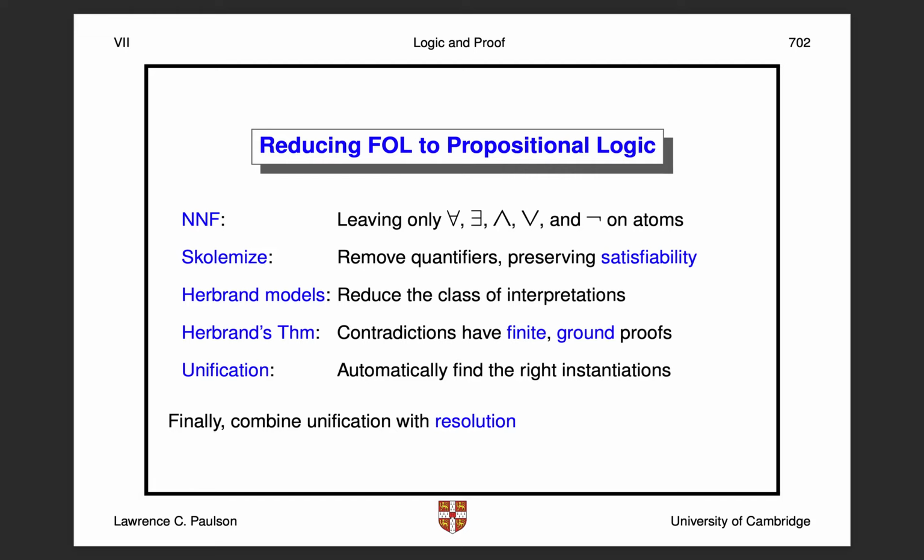And finally, the process of discovering these instances, finding the terms to plug in for the variables, will be done for us using unification. Then we combine unification with our previous resolution rule, which, as you recall, was propositional. Then we will get the full first-order resolution rule.